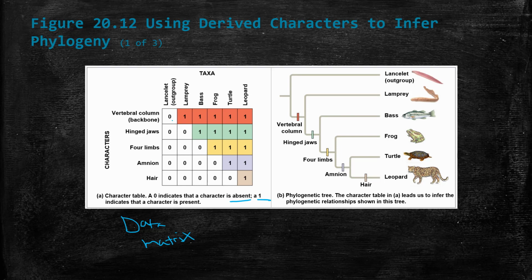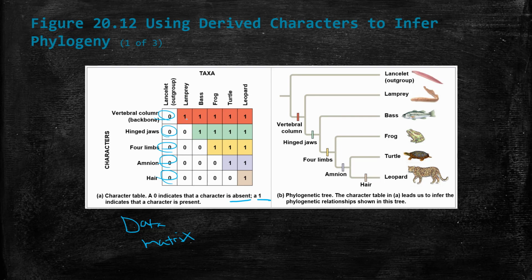And you can see the lancelets have a 0 for this trait here. They do not have hinged jaws. They do not have limbs. They do not have an amnion. They do not have hair. This is our outgroup. It's a group known from the fossil record and from other places to diverge first. So it helps us to figure out the order of evolution. So lancelets are the outgroup.